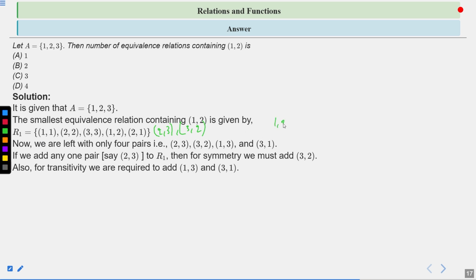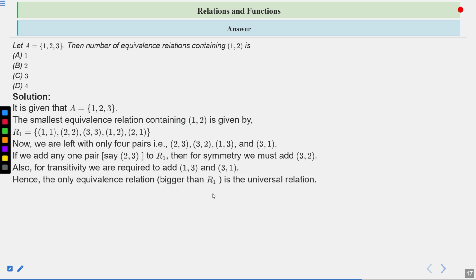See, 1 2 is there. If 1 2 is there, and if we add 2 3, then there must be 1 3, right? There must be 1 3 for the relation to become transitive. Clear? So if we are adding say 2 3 and 3 2, then we must add 1 3 and 3 1. Got it?